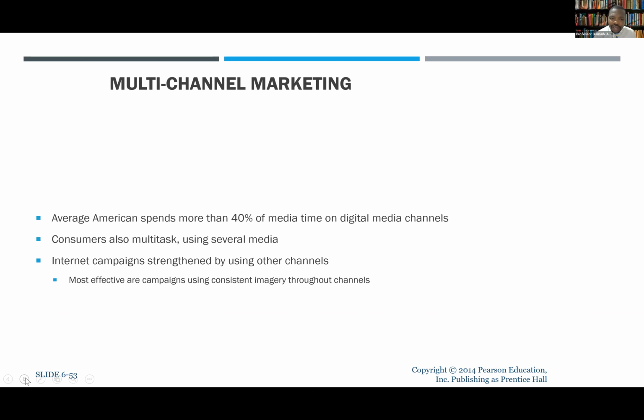Then we can also look at multi-channel marketing. The average American spends more than 40% of media time on digital marketing channels. Customers also multitask using several media outlets. Internet campaigns are strengthened by using other channels. Most effective are campaigns with consistent imagery throughout the channels.